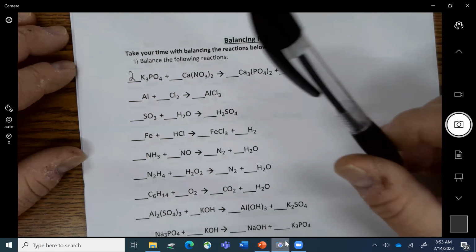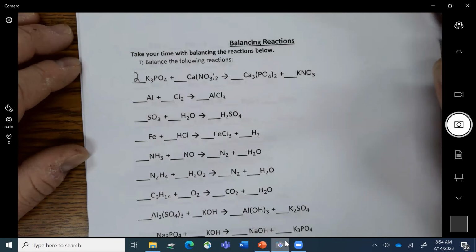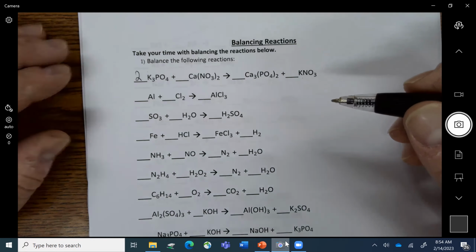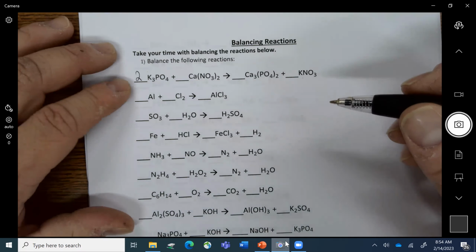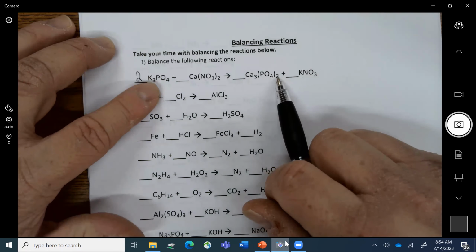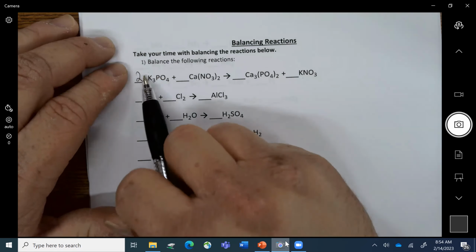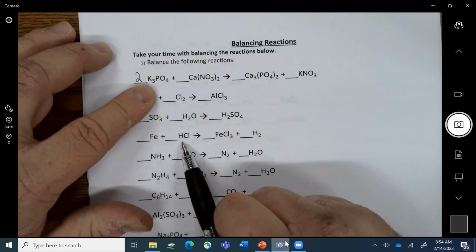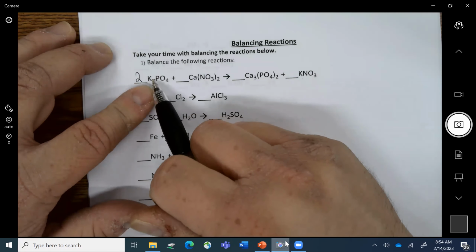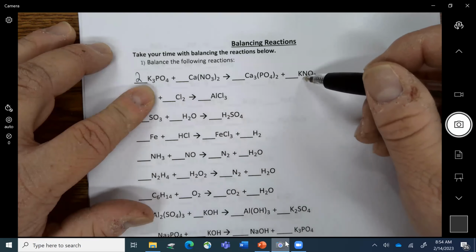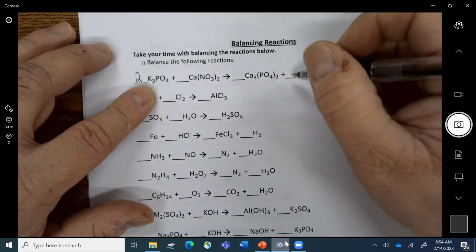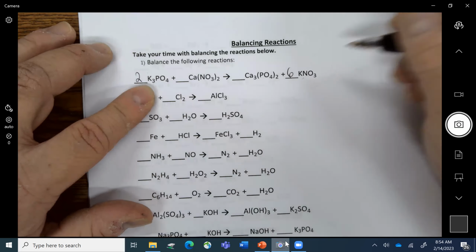FYI, I would highly recommend pencil, not pen. But I got a pen, so hopefully I don't make any mistakes. And so I have now PO4 balanced, 2 over here because 2 up here, 2 times 1 is 2. Now how many potassiums do I have, which is the K? 2 times 3 is 6. I now have an even number over here, and I have 1 as an odd number over here. How do I get 1 potassium to 6? Well, I'm going to put a 6 there.